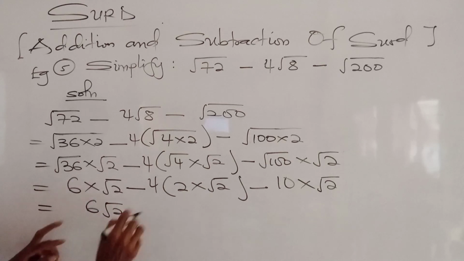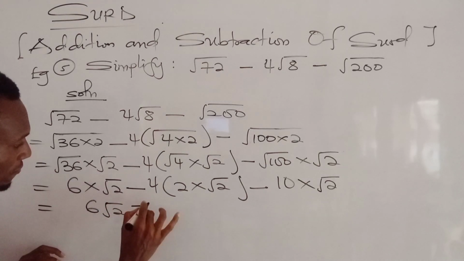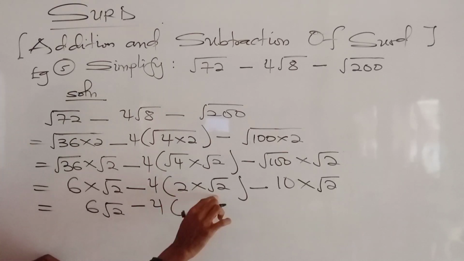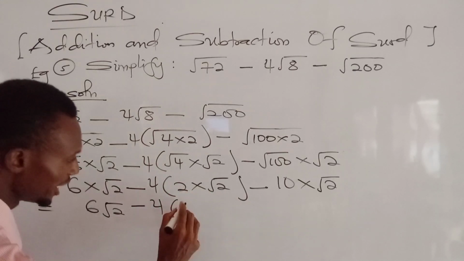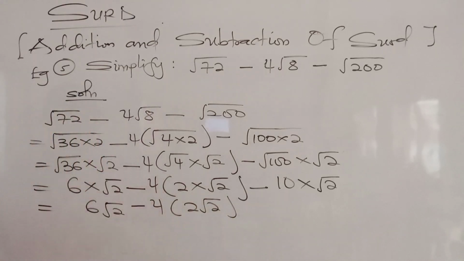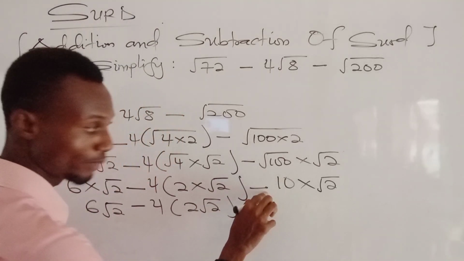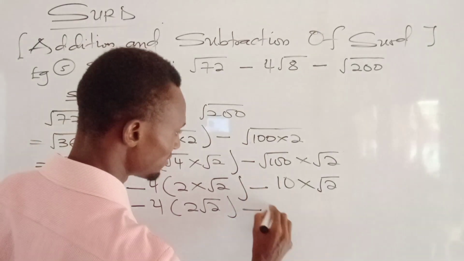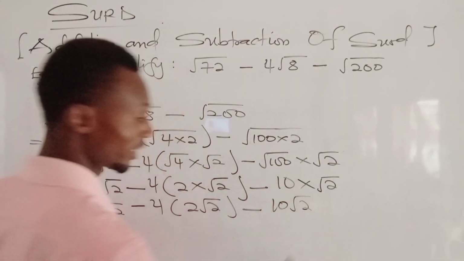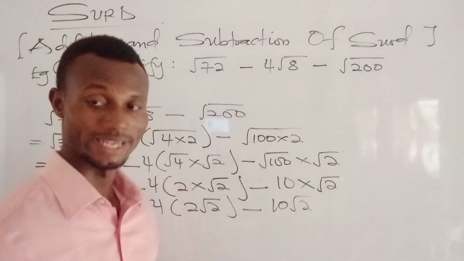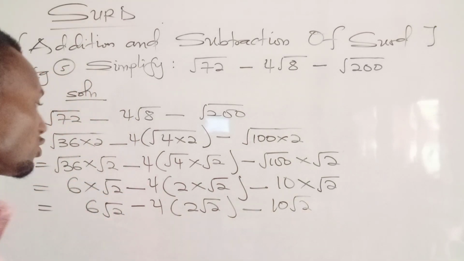Okay, so let's continue. Bring your minus 4, which is here, bring your bracket, and let's simplify what is in the bracket. 2 times root 2 will give 2 root 2. Then you close your bracket. Minus, bring your minus, which is here. So the minus is repeated. 10 times root 2 gives 10 root 2. Or minus 10 times root 2, minus 10 root 2, the same thing. Okay, so this is how to go about it.